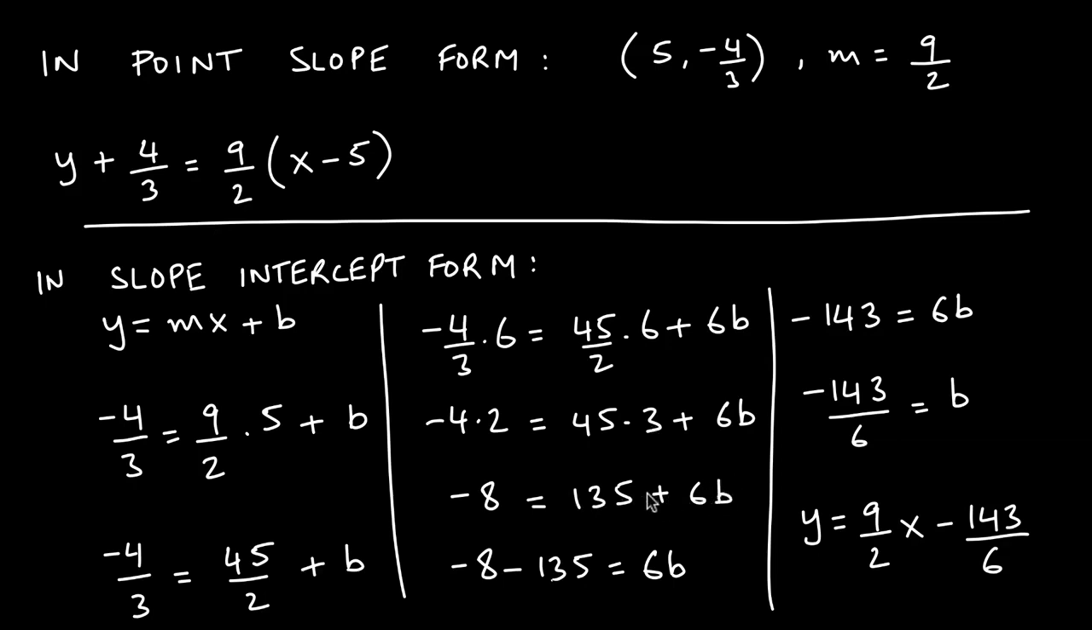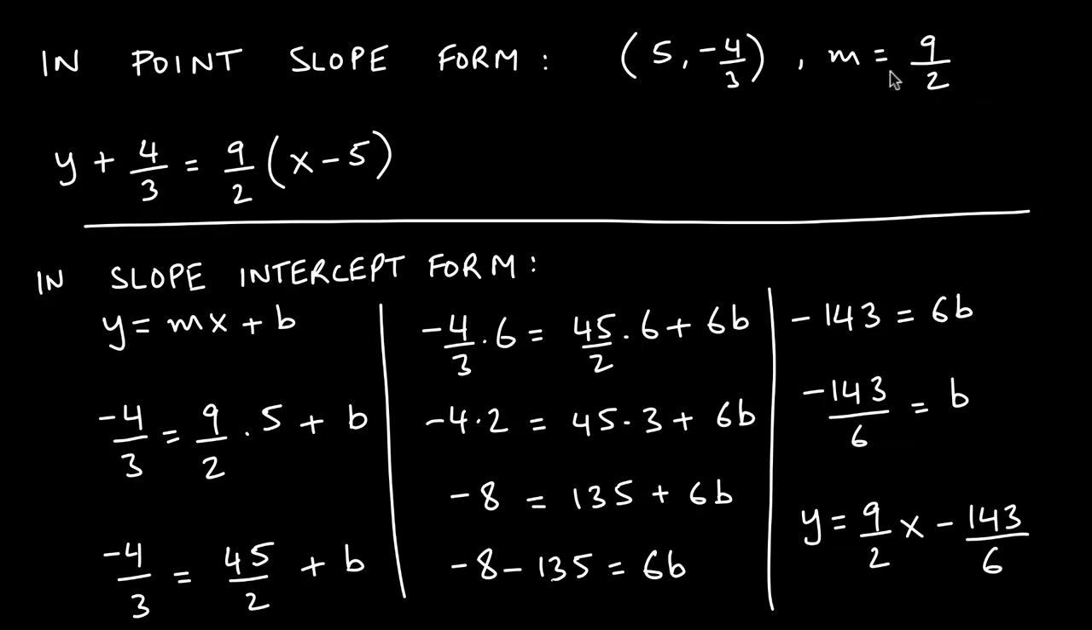Now, in order to solve for b, I need to get rid of a couple of these things. So this 135 is currently being added because there's a plus sign in front of it. So if I were to pick it up and move it over to the left-hand side, it would turn into a subtraction because that's the inverse operation, leaving behind just negative 8 minus 135 equals 6b. Negative 8 minus 135 gives me negative 143, and I still have a 6b on the other side. Here, hopefully you recognize that the operation between 6 and b is multiplication. So in order to get rid of the 6, we can divide it over to the other side, giving negative 143 over 6 equals b.